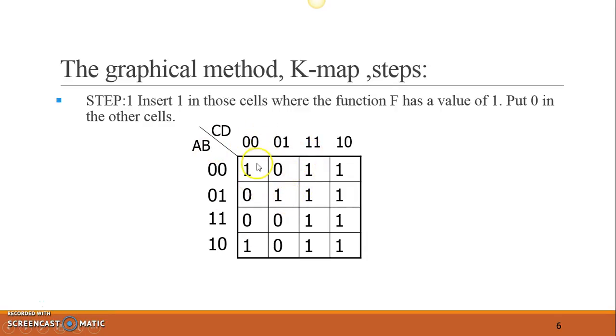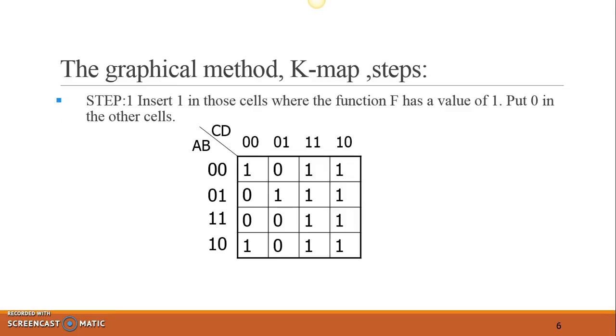This way, if we look at the binary equivalent numbers, it goes like this: 0, 1, 2 here, and then 3. Then 4, 5, 6, and 7. Then 8 will come here, 9, 10, and 11. Then 12, 13, 14, and this is 15. So this way you have each number associated with each cell of a K-map.